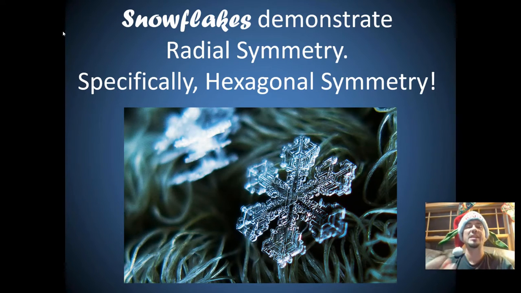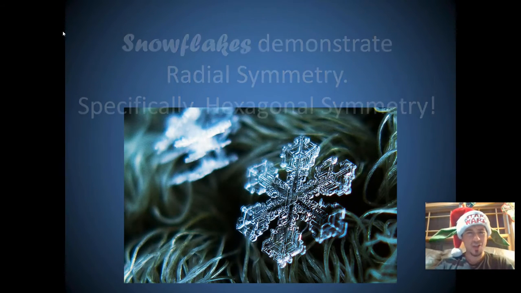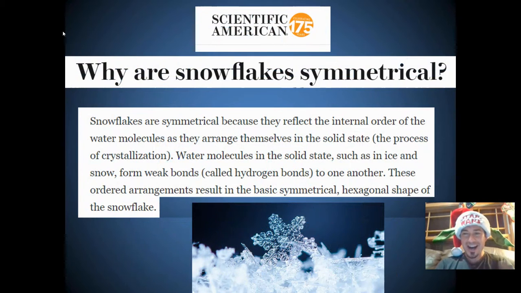Specifically, snowflakes generally have hexagonal symmetry. Think of a hexagon. A hexagon has six sides. Most snowflakes have six points or six sides to them. Try looking up why this is. There's a lot of information out there. I found this website, seems to be pretty legit, Scientific American. It says snowflakes are symmetrical because they reflect the internal order of the water molecules as they arrange themselves into a solid state, otherwise known as crystallization.